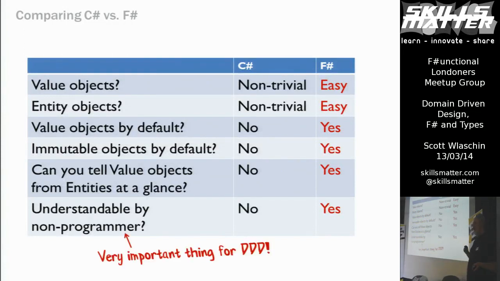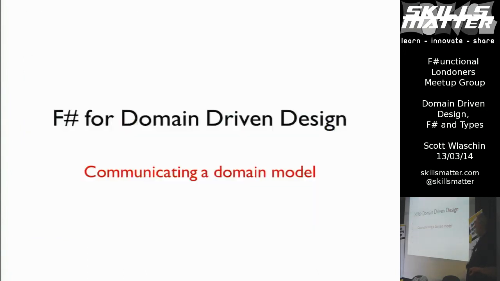Now, that last thing, understandable by a non-programmer, is a really important thing for domain-driven design, because domain-driven design is all about talking to the customer and having the customer and the programmers on the same page, on the same wavelength, and not having a separation between them. It's the idea that it's a collaboration between the two. So that's what I'm going to talk about next. F# for domain-driven design is all about communication. The idea is if you can communicate and you share the concepts of the domain, then the code will actually be much more accurate.